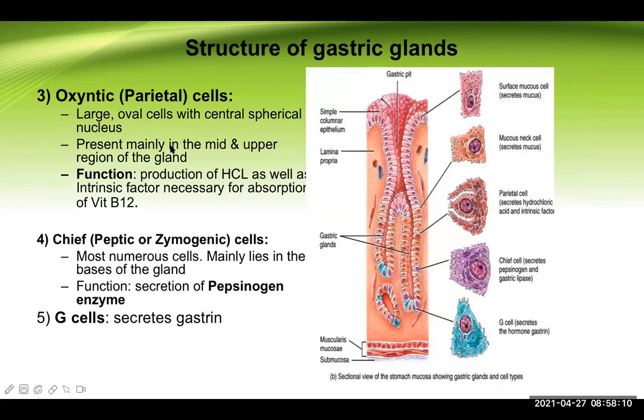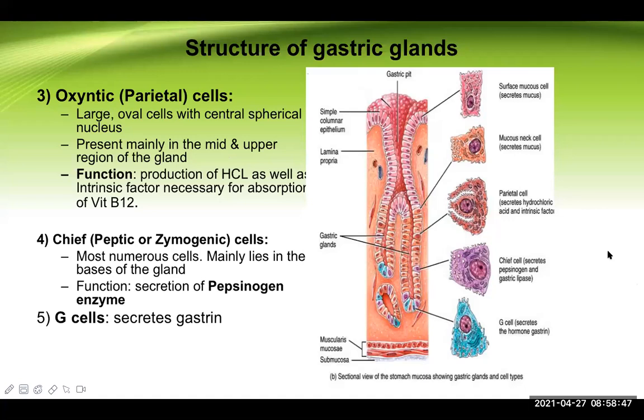So you have already known about these things now. Oxyntic cell, or parietal cell; oxyntic is another synonymous term for parietal cell. They produce HCl and intrinsic factor. They are present mainly in the middle and upper region of the gland. Now, the chief cell, also known as peptic or zymogenic cell. They are the most numerous type of cells, mainly lying in the base of the gland, and their function is secretion of pepsinogen enzyme. And the G cells are present in the basal area, which secrete gastrin.